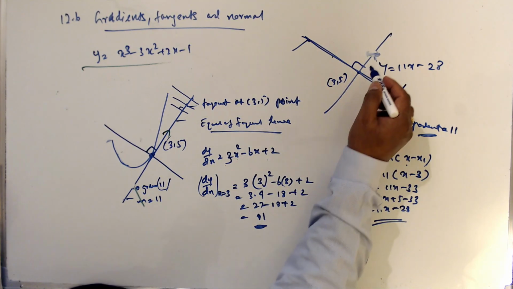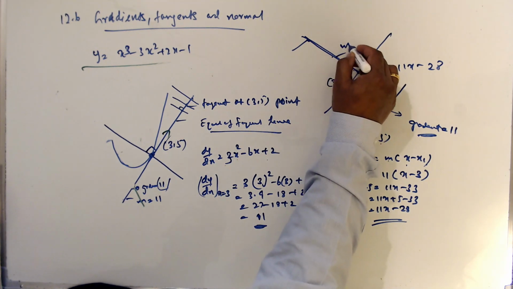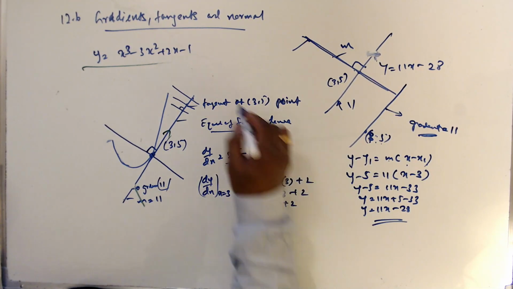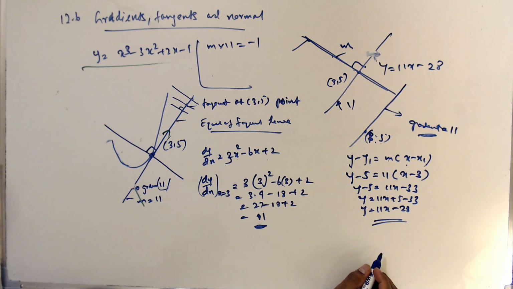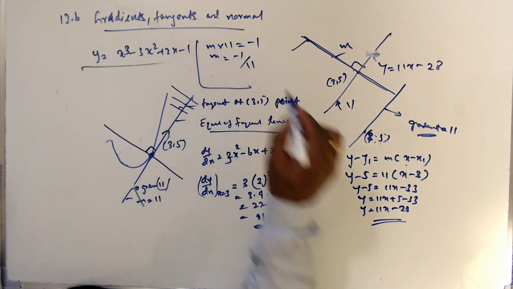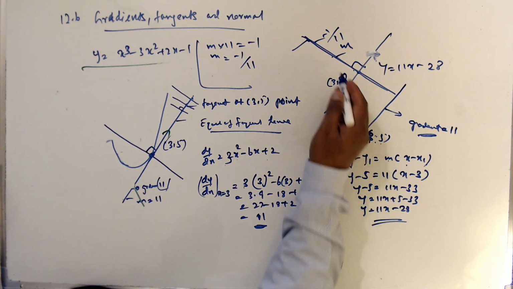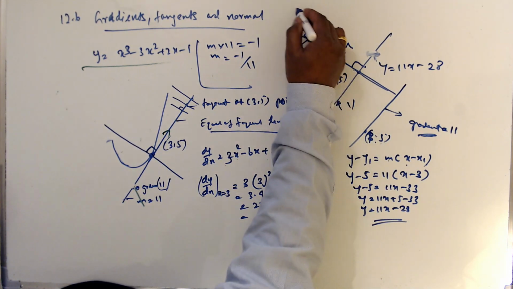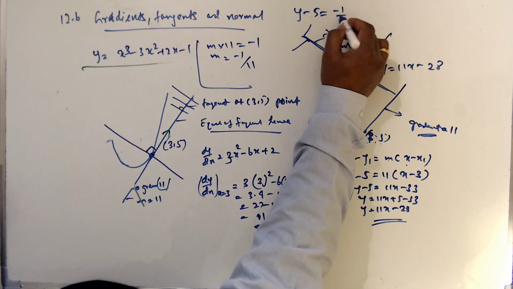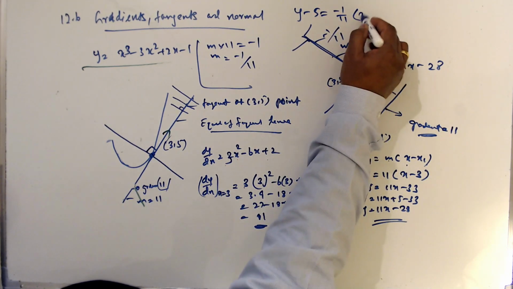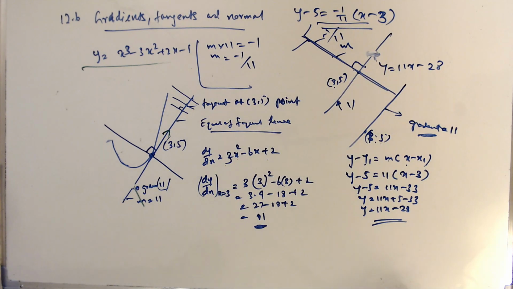How can you find the gradient? Because now you know the perpendicular gradient. This gradient is 11. Assume this gradient is m. Then what is the rule? The rule is when you multiply those gradients, the answer has to be equal to minus 1. So then m equals minus 1 over 11. Then you can write the equation of the normal: y minus y1, that is 5, equals minus 1 over 11, the gradient m, times x minus x1, 3. So this is the equation of the normal.